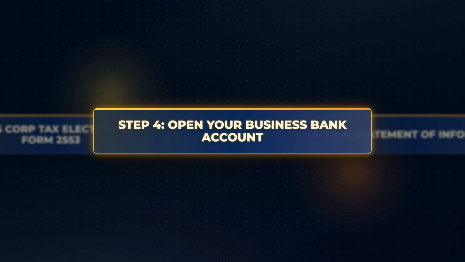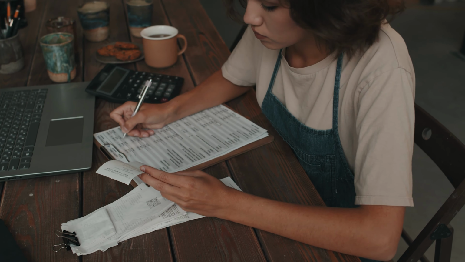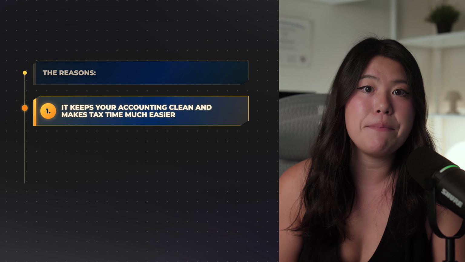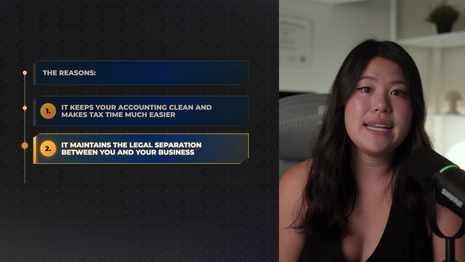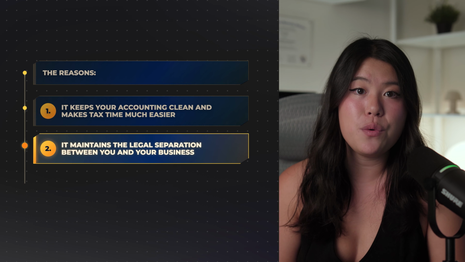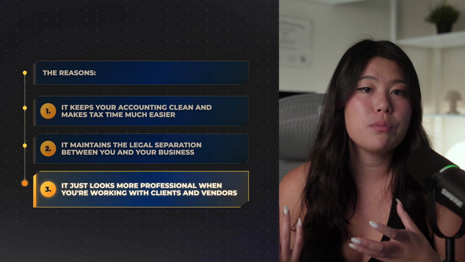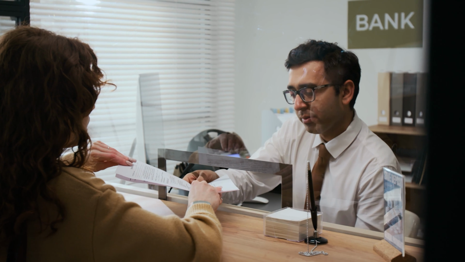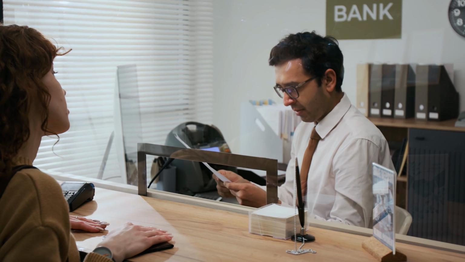So once you have your EIN, you can go ahead and open your business bank account. And this step is really straightforward, but it's important not to skip it. You want to keep your business finances completely separate from your personal finances. This is important for a few reasons. First, it keeps your accounting clean and makes tax time much easier. Second, it maintains the legal separation between you and your business. And third, it just looks more professional when you're working with clients and vendors. When you go to the bank, you're typically going to need your EIN, your formation documents from the state, and your personal identification. Different banks have different requirements, so check ahead of time.